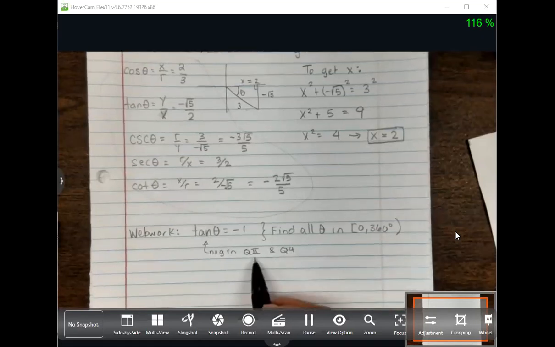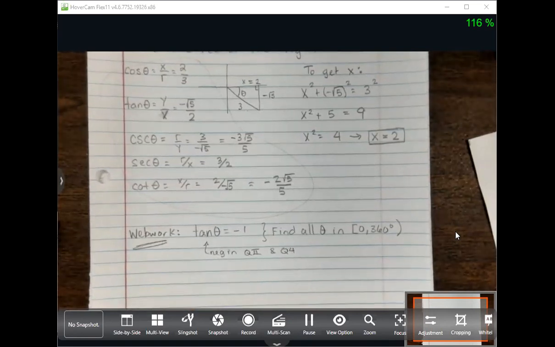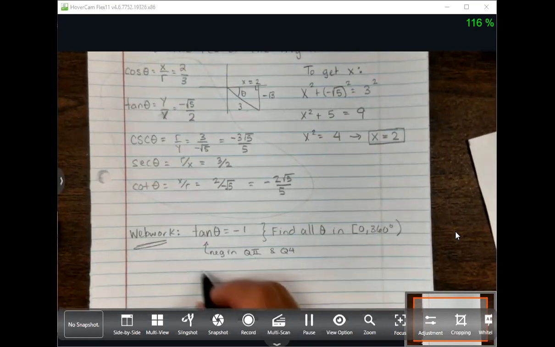There, I can mix up Roman numerals and regular numerals. Now, to find out where tangent is negative 1, tangent was the y over the x, or the sine over the cosine. So we need to know an angle first in our little table of values at which the sine and cosine are the same, so that I can get a tangent of 1. 45 degrees. So our reference angle is 45 degrees.